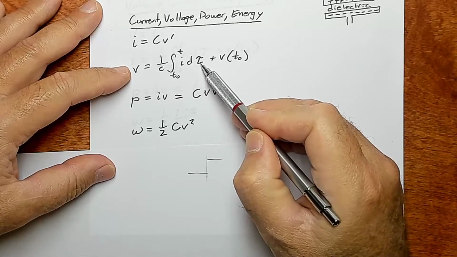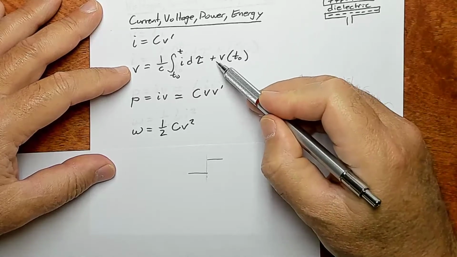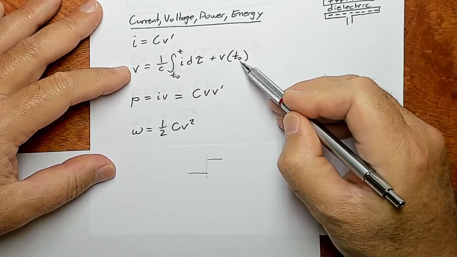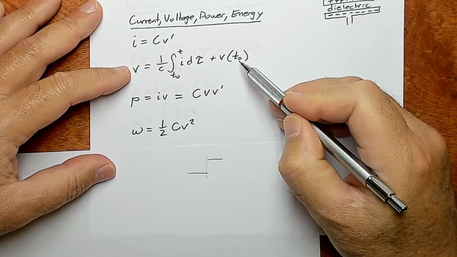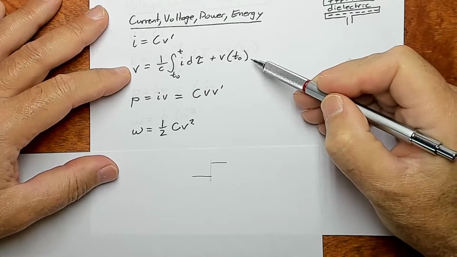And once again, d tau is really time, but we're using a different variable. And then plus V at t0. So there might be an initial voltage in this device that you need to account for. All right, we'll work a couple problems like that.